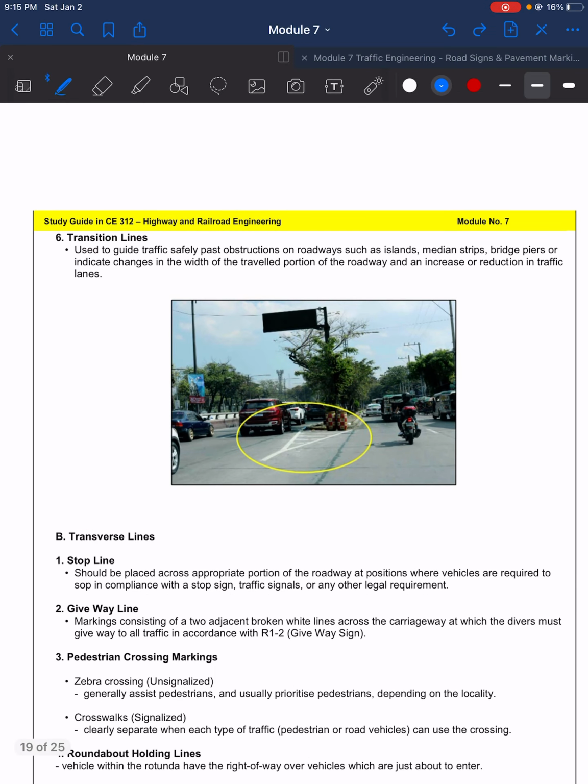Then, number 6, we have the transition lines, used to guide traffic safely past obstructions on roadways such as islands, median strips, bridge piers, or to indicate changes in the width of the traveled portion of the roadway and an increase or reduction in the traffic lanes. So here are the transition lines in this yellow circle. So we have here an island.